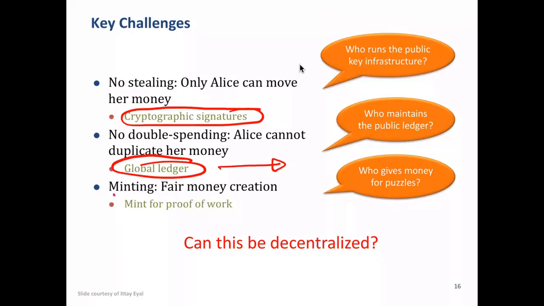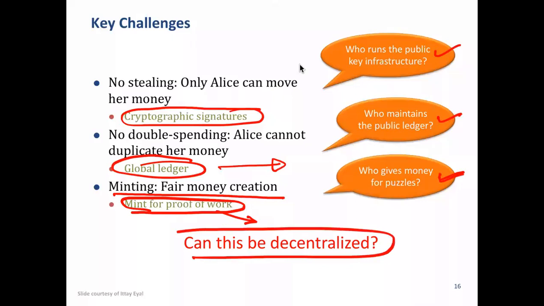Then fair money creation, or minting money, is through creating a proof of work. All the people who help run this system, which will come later, are given some incentive in terms of bitcoins. Now the questions are: who runs the public key infrastructure, who maintains the public ledger, who gives money to the puzzlers, and can this be decentralized? We'll try to answer these questions.